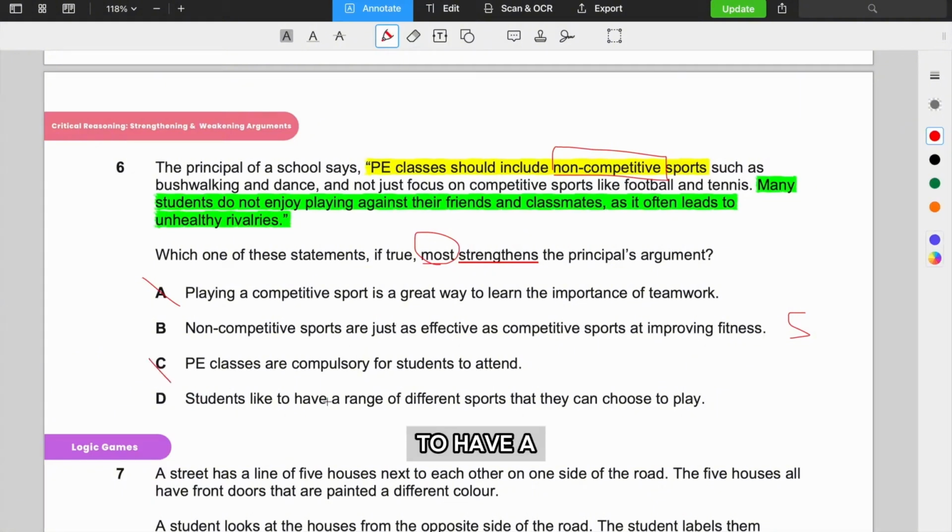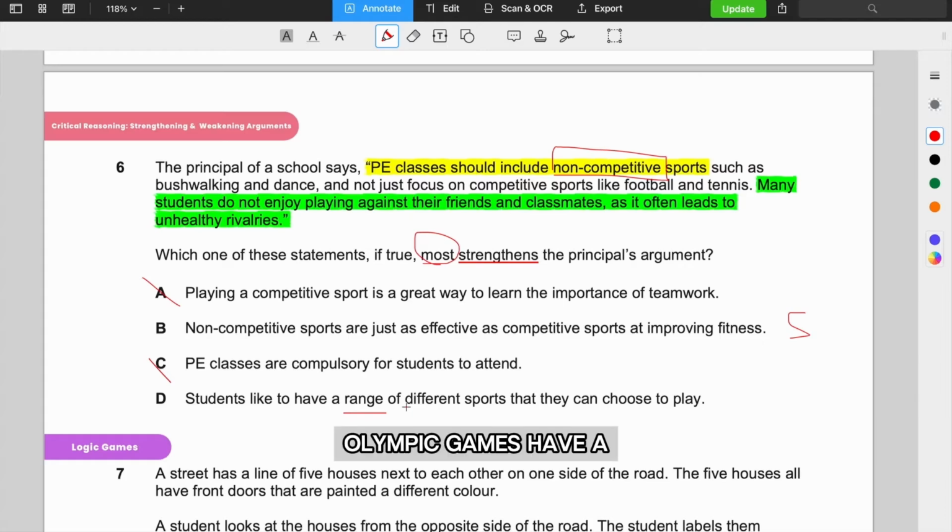D, students like to have a range of different sports that they can choose to play. Again, range is really vague. You might think range is saying, oh yeah, competitive and non-competitive, but not really. Range is really vague. What does range mean? Does it mean a range of competitive sports? It's still not specifically advocating for the necessity of including non-competitive sports, right?